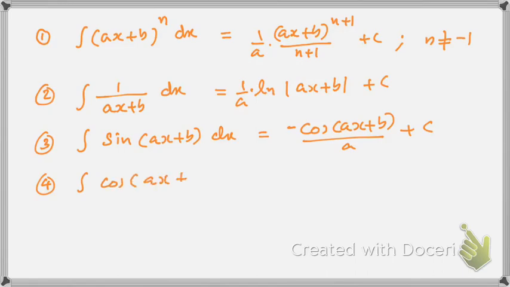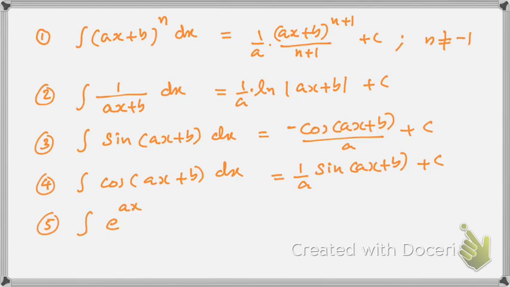Fourth result, integral of cos of ax plus b dx. How do I integrate cos x? Integral of cos x is sin x. So integral of cos of ax plus b would be sine of ax plus b divided by a, the inner derivative, keep a 1 by a, plus c.